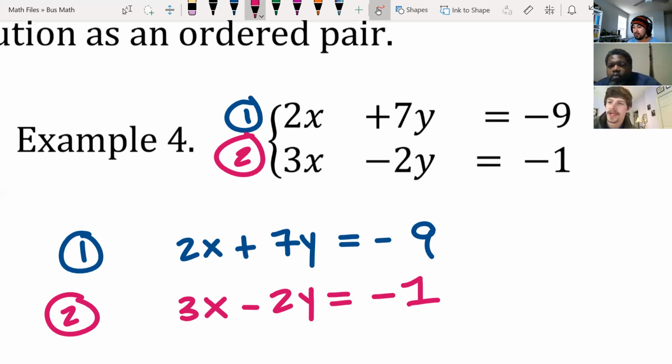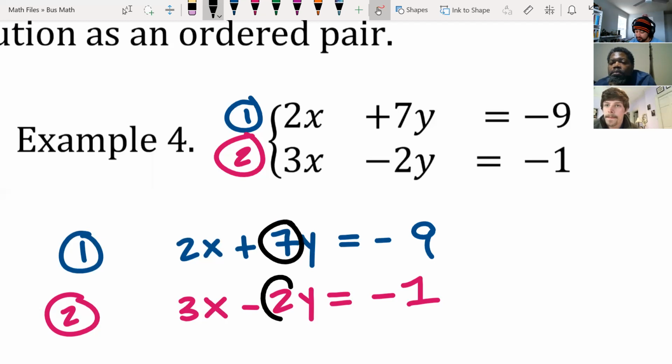Y looks like it'd be easier. Let's get rid of y. And that's a good choice, because one's positive when one's negative already. That's a great setup for you already. Okay, so let's say we're going to eliminate y.